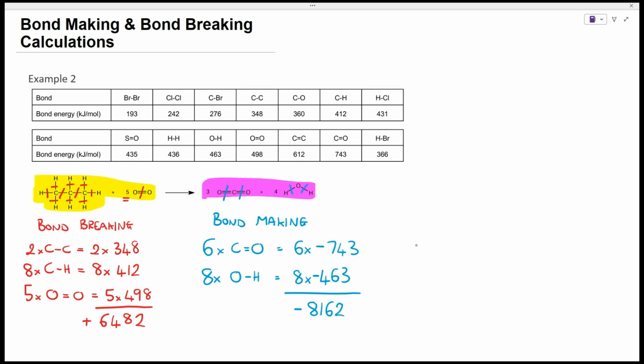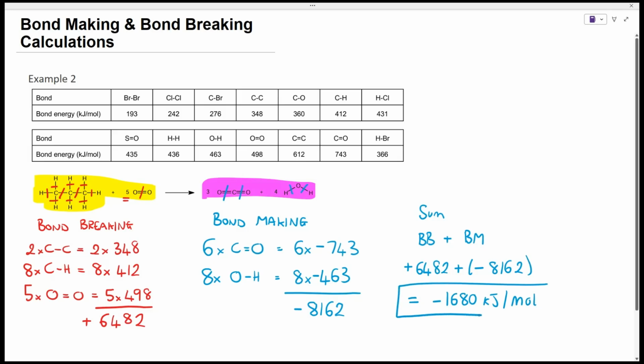Now, this is the important bit. Remember, once we've done all this, where we've made the bond breaking positive and the bond making negative, it is essential then that we take the sum of the numbers. Okay, so it's bond breaking plus bond making. So it's positive 6,482 plus minus 8,162. When I put all them together, hopefully if everything's been done properly, I should have a minus 1680 kilojoules per mole as my answer.